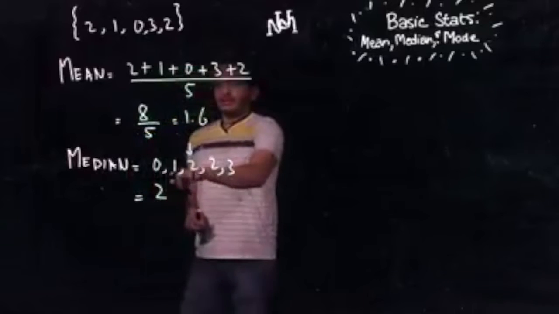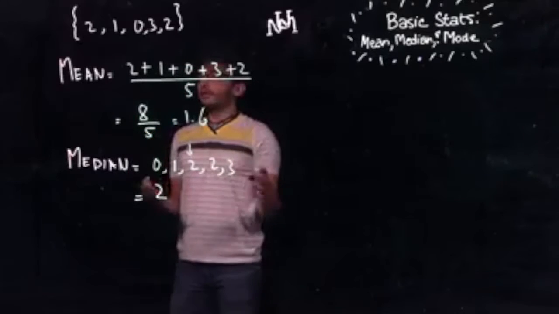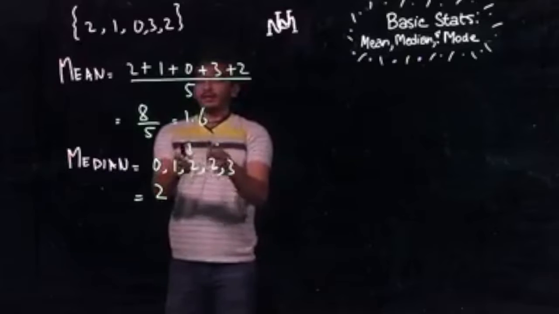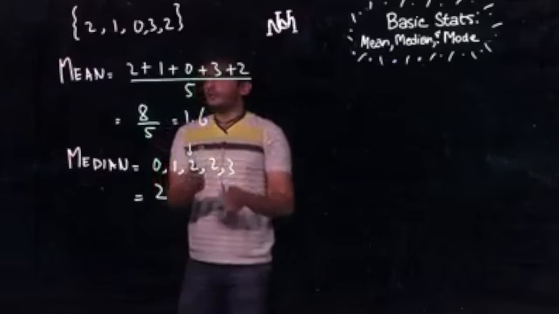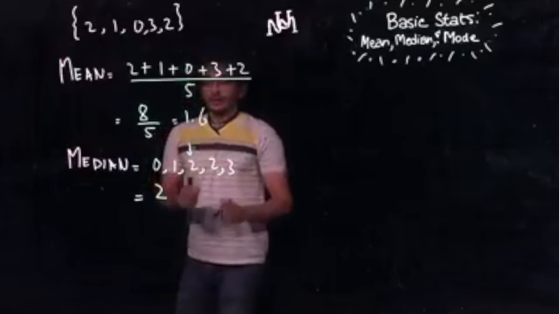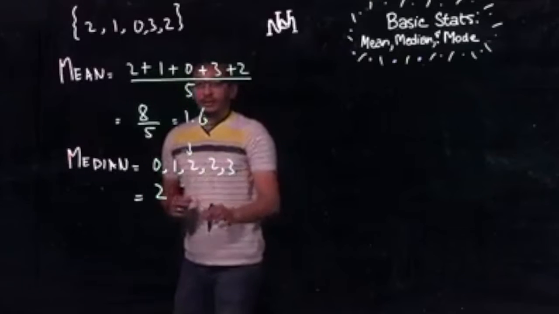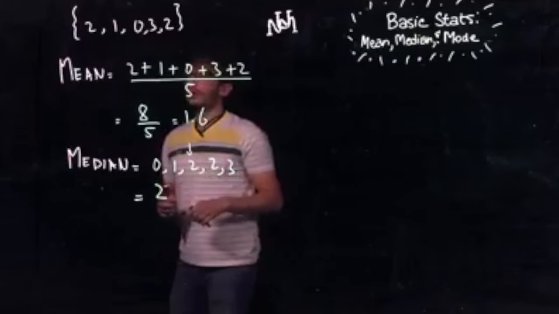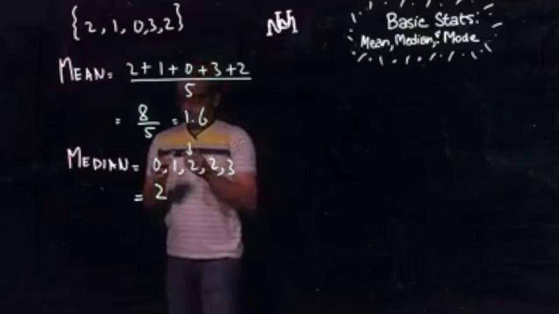Keep in mind that if there were 6 numbers instead of 5 numbers, we would have to take the average of the 2 center numbers. But in this case, we are fine with just choosing the center number because we have an odd number of observations.